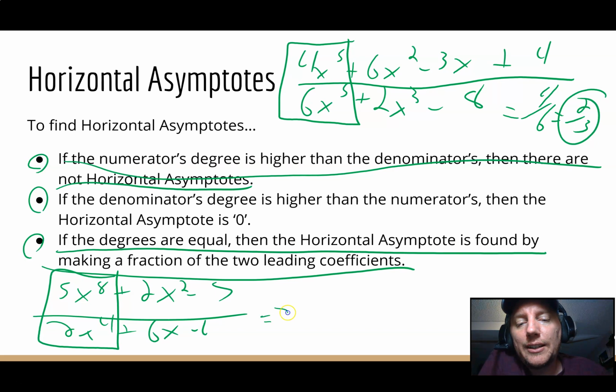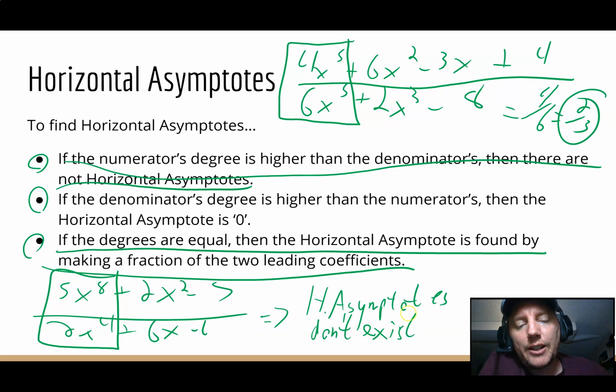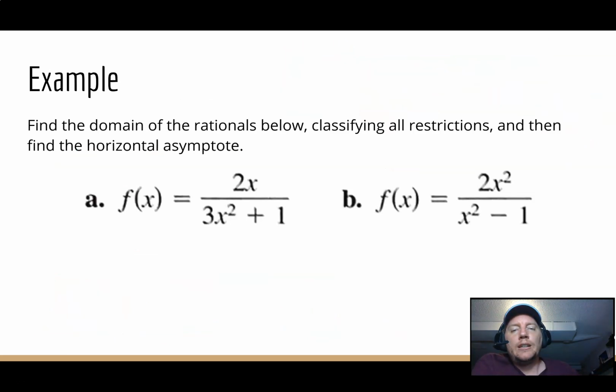So in this case, horizontal asymptotes don't exist. Okay, sometimes they exist, sometimes they're 0, sometimes they don't exist. So it's only the highest degree x. Okay, so let's throw it all together for a couple problems. I'll do the first, you try the second.